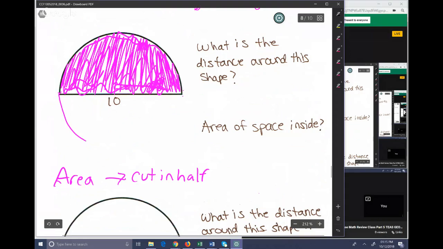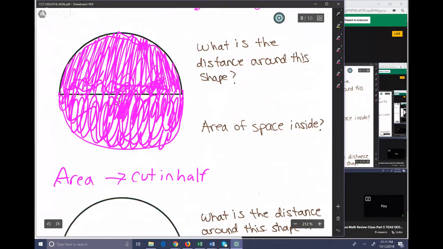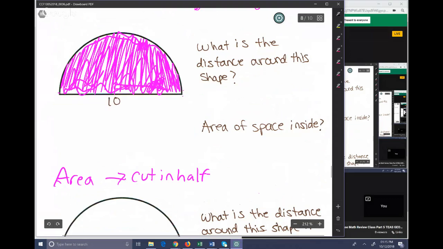That means that at first we're going to get this whole space. So the only way we can do the area of a half circle is to first do the area of a whole circle. Then we're going to cut that in half, and that's it, because when we cut that in half, we're going to get that, and that's what we want. The 10 doesn't really matter.